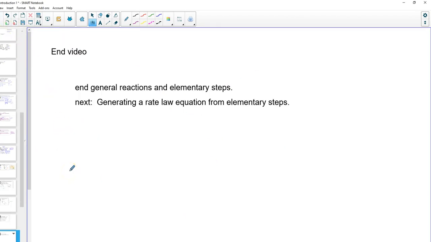All right, we're ending our reactions in elementary steps, and next we're looking at generating the rate law from the elementary steps, and we'll be using rate determining steps for this.